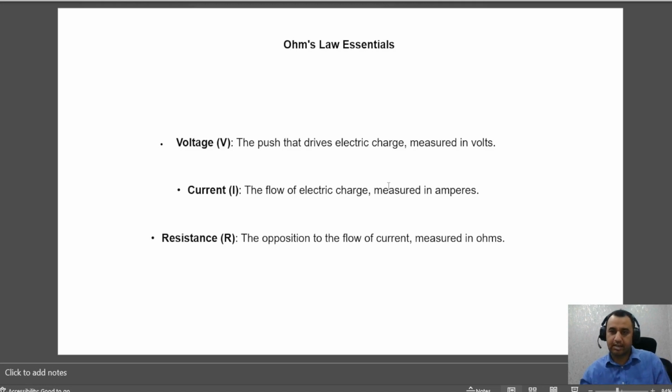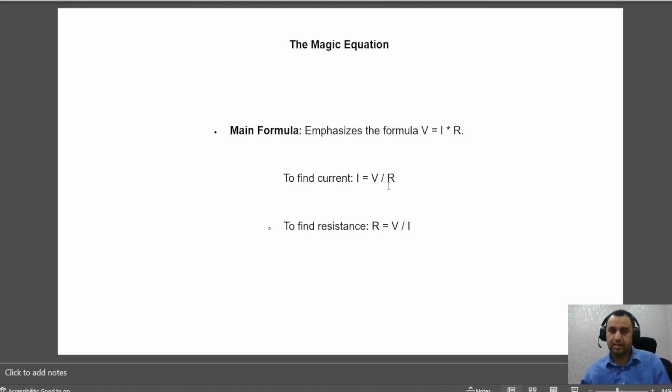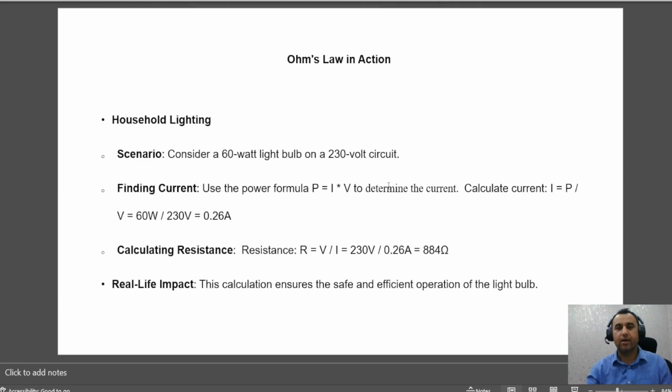I've already discussed Ohm's law essentials, so we're going to go to the next slide. Okay, this is the real life example.